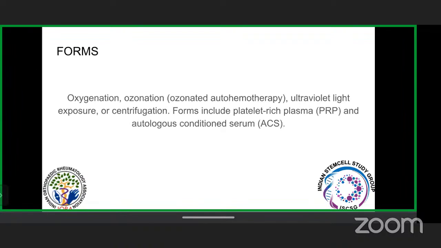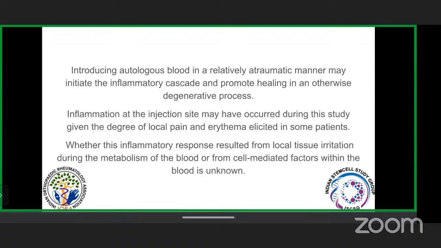What are the various forms historically that have been used? One is oxygenated forms, ozonized form, ultraviolet exposure form, or centrifugation forms. Later on, it developed into a lot of advances like PRPs and autologous conditioned serum. What are the mechanisms? In simple words, there are two. One is that in an already dead site, it provides an inflammation or irritation. Since it's a dead site, there is no process happening, so it works like a trigger, creating inflammation at that site and helping in the healing process. That is the older or crude way of understanding the mechanism.